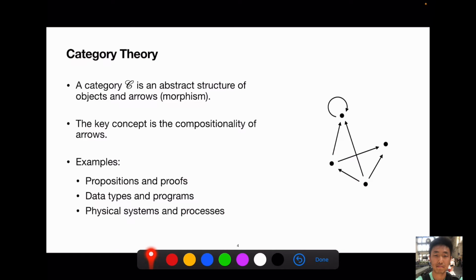So some examples. In logic, there's a category of propositions and proofs, where propositions are objects and proofs are the arrows between objects. And in computer science, there's a category of data types, and the arrows are programs. Similarly, in physics, physical systems are objects and processes are arrows.